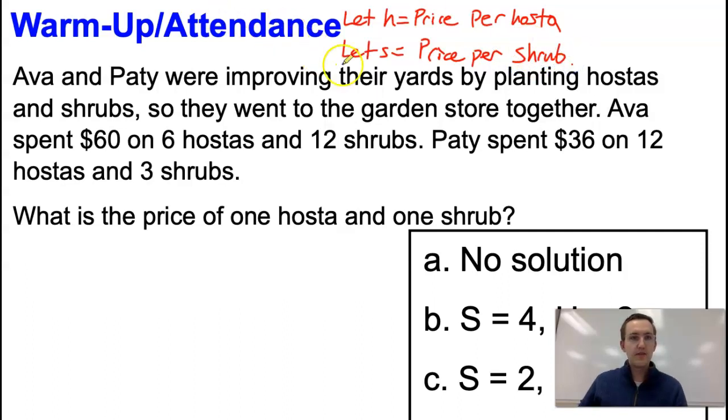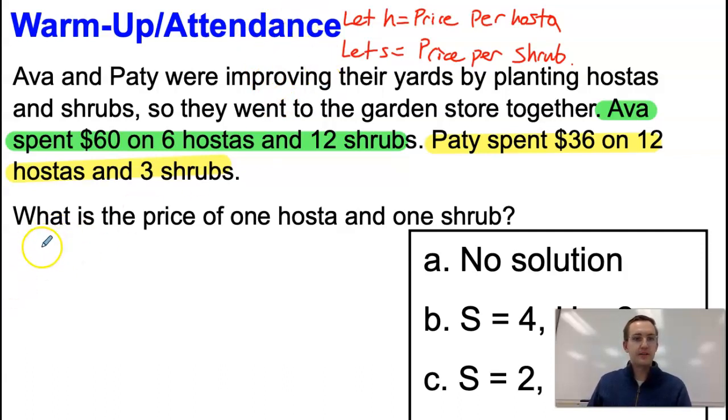So we see Ava spent $60 on 6 hostas and 12 shrubs. So I think we should make one equation for Ava. And since Patty has another set of shrubs and hostas that she bought, we need an equation for Patty as well. So she spent 36 on 12 hostas and 3 shrubs. So what's the price of 1 hosta, 1 shrub? Let's write those equations out. All right, so Ava first.